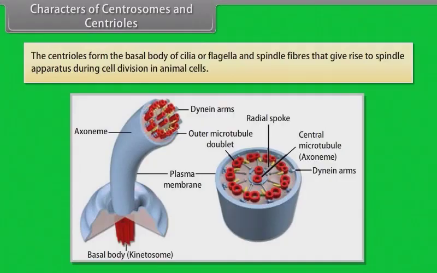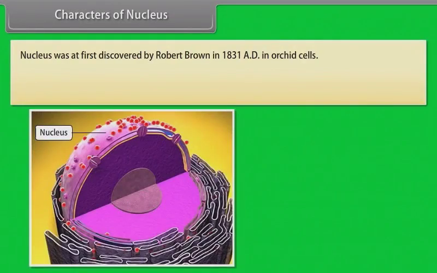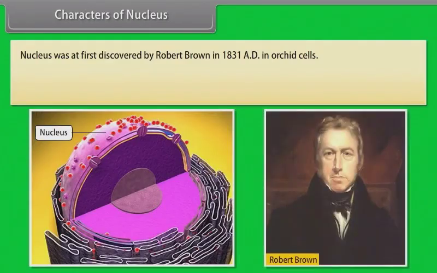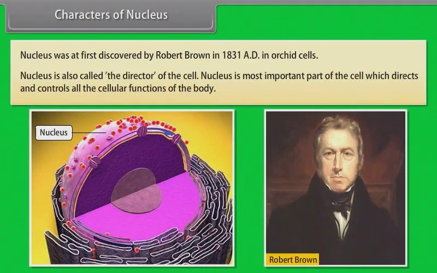The centrioles form the basal body of cilia or flagella and spindle fibers that give rise to the spindle apparatus during cell division in animal cells. Characters of nucleus. Nucleus was first discovered by Robert Brown in 1831 AD in orchid cells. Nucleus is also called the director of the cell. Nucleus is the most important part of the cell, which directs and controls all the cellular functions of the body.